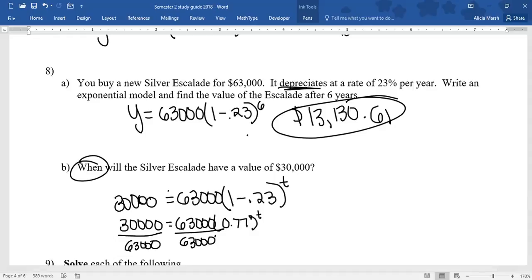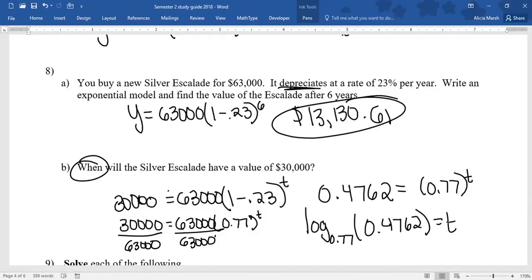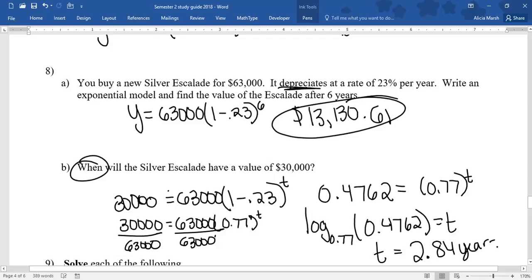I'm going to get a value of 0.4762, which is equal to 0.77 to the t. Now I'm stuck in exponential form, so I do need to convert to log. So log base 0.77 of 0.4762 is equal to t. Using my handy dandy calculator here, I get a value for t of 2.84 years. Definitely not a good car for me to purchase, right? Definitely should rethink that one.